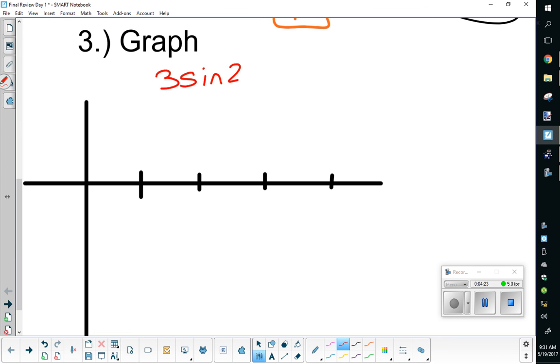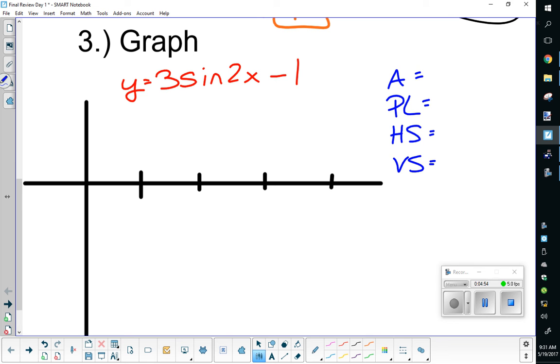3 sine 2x minus 1. Okay, here we go. It's y equals 3 sine 2x minus 1. Every time we do a problem like this, we do amplitude, period length, phase shift, or horizontal shift, and vertical shift. Those are our steps to graph any trig graph.